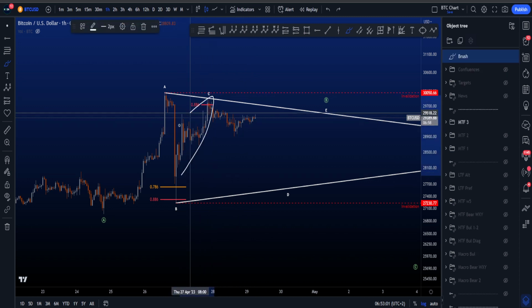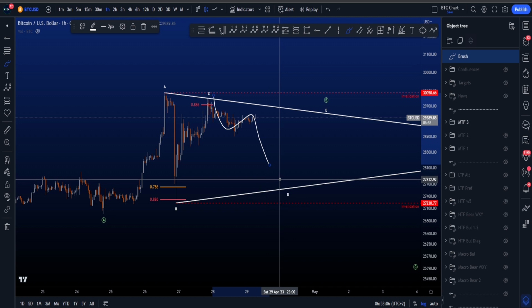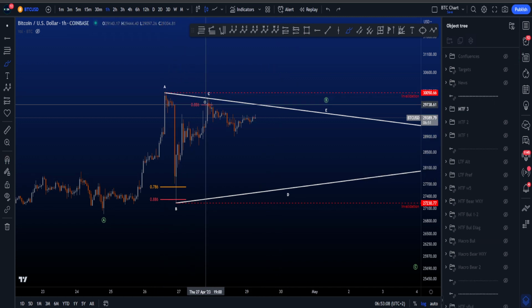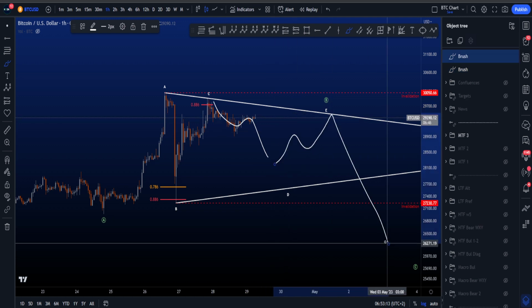So this looks like maybe a finished structure, and now we are going to look towards the downside more than the upside. Instead of taking the high of A, we might actually look for downside first, then eventually up again for E, and then continuation down.